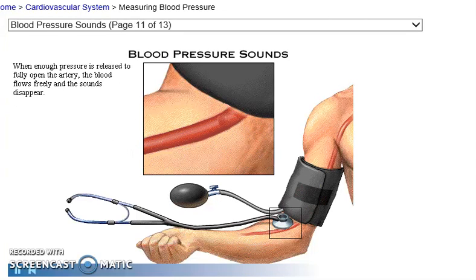Note that when enough pressure is released to fully open the artery, the blood flows freely. The sounds disappear because smooth flowing blood does not create sounds.